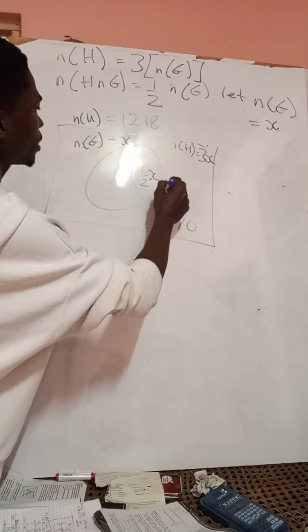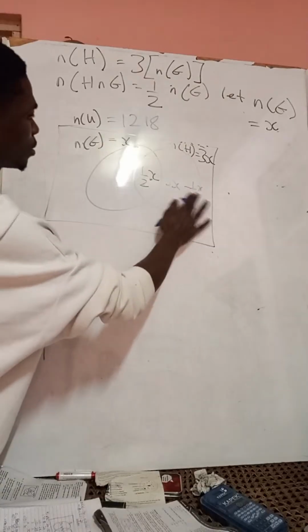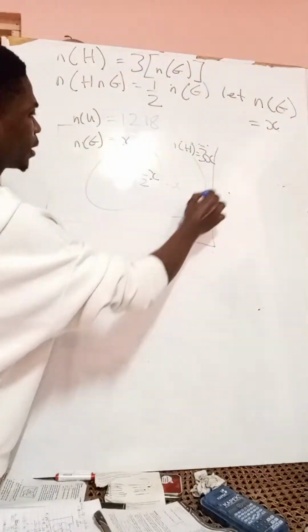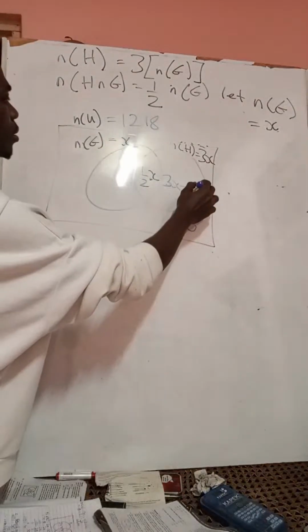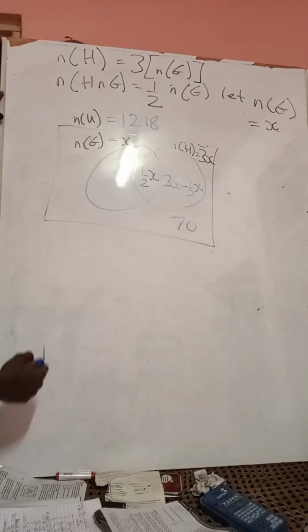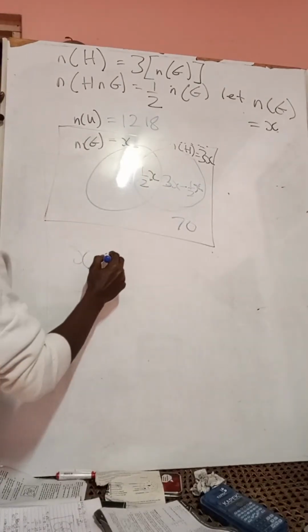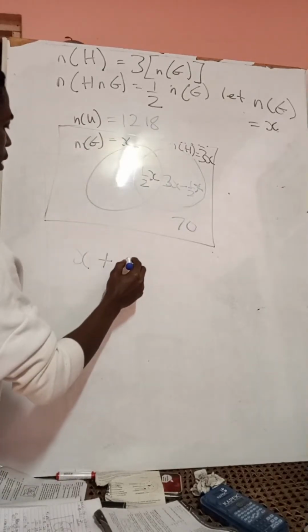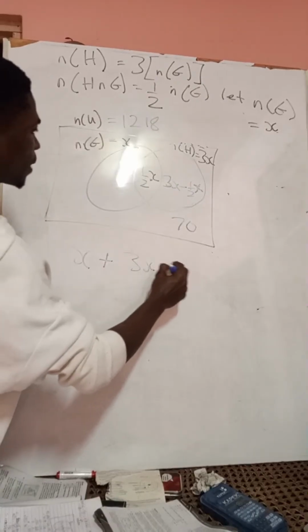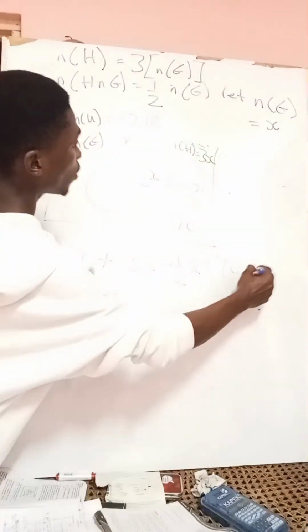This is x. Here, this side will be 3x minus half x. Do you understand? The region 3 will be 3x minus half x. Then you can equate the whole of this, which is x plus x. This is region 1 and region 2 for G. x plus 3x minus half x plus 70 equals what?